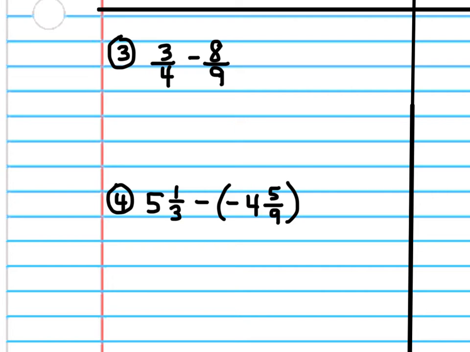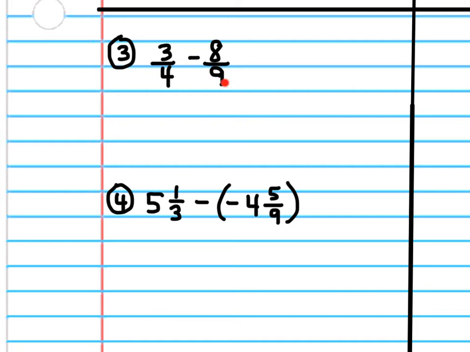Okay, so now we're going to try these two on the lower left side of your notes. And for number 3, I want you to write down 3/4 minus 8/9. So go ahead and write that down. And these are subtracting problems here. So we're still going to have to find a common denominator. Looking at 4 and 9, they're both going to go into 36.